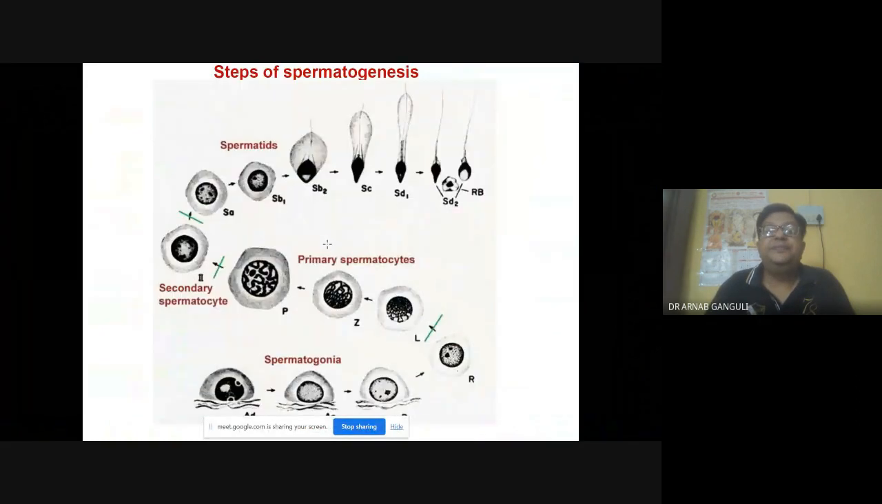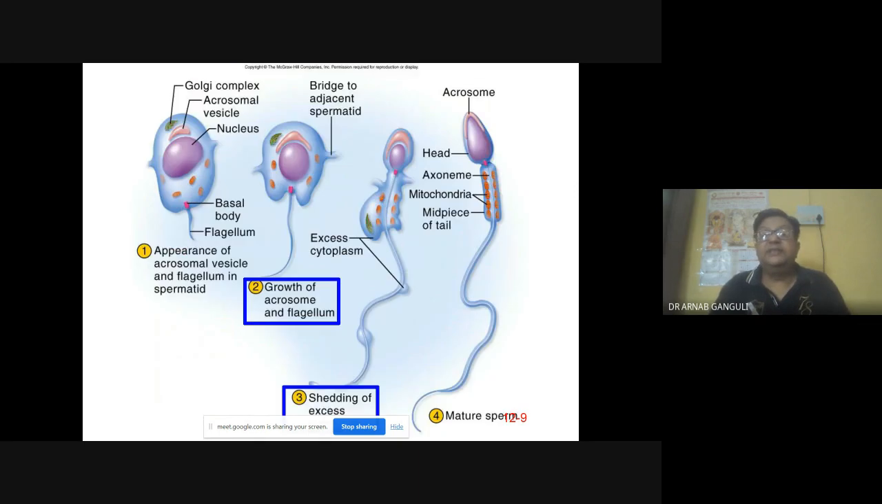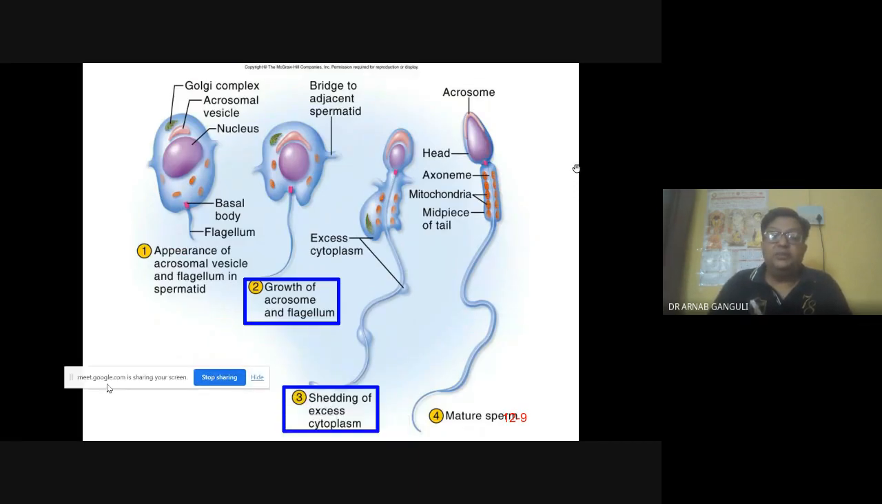So these are the steps you can see. Spermatogonia undergo meiosis, and then gradually the spermatozoa are formed. These are the steps of spermatogenesis. Now we are going to spermiogenesis.